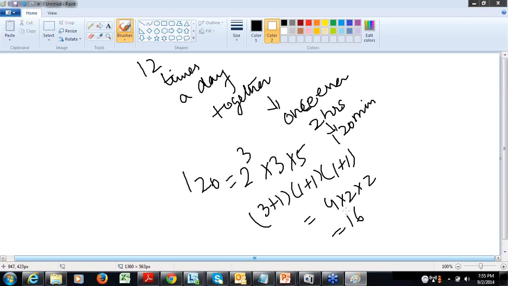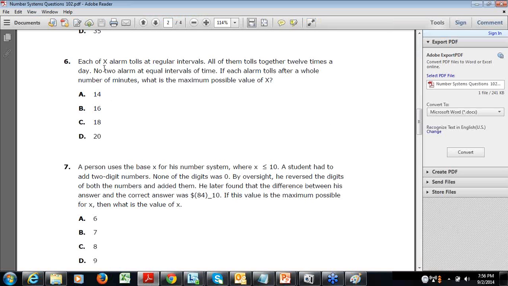So anybody has a problem still? Anybody has a problem with this question? Okay, Mohammed, let me explain it once again for everybody. So what it is saying, each of X alarms tolls at regular intervals and all of them toll together 12 times a day. 12 times a day means every 2 hours they are tolling together. They are ringing together every 2 hours.